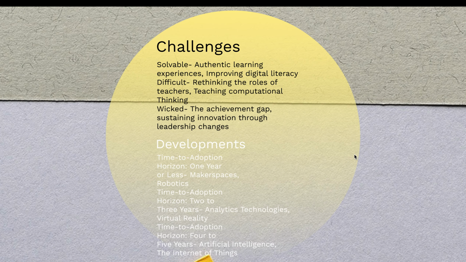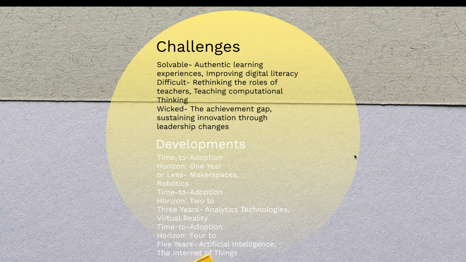Lastly, let's discuss the challenges and developments of technology for K through 12 education. The solvable challenges include authentic learning experiences. These are solvable by finding genuine ways to teach, including videos of your content and ways for students to connect. Improving digital literacy, which is solvable by teaching students how to become digitally literate. This is a taught skill that can be developed at a young age.